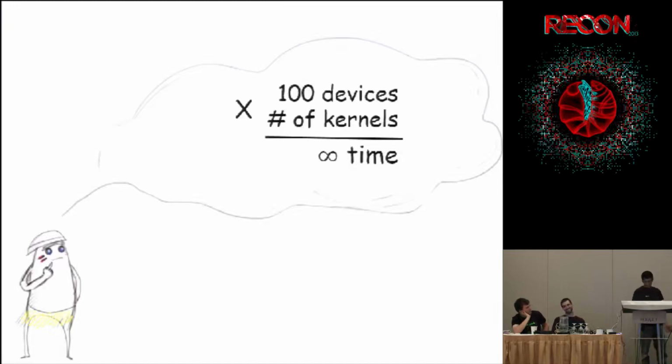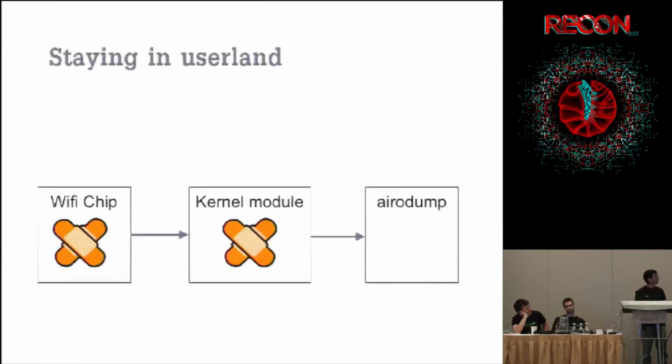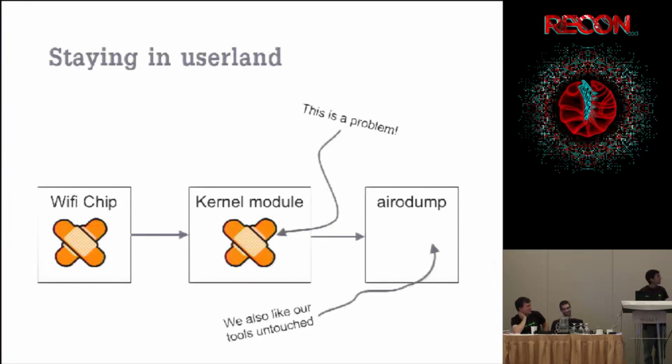And so we figured that the kernel module patch must go. We can't allow ourselves to patch the kernel module. It's too much work. We don't have the time to do it. We have better things to do with our time, like, I don't know, nothing. But we also didn't want to patch airodump. We liked it being unpatched. And we had to find a solution that leaves both of those parts unpatched and still works.